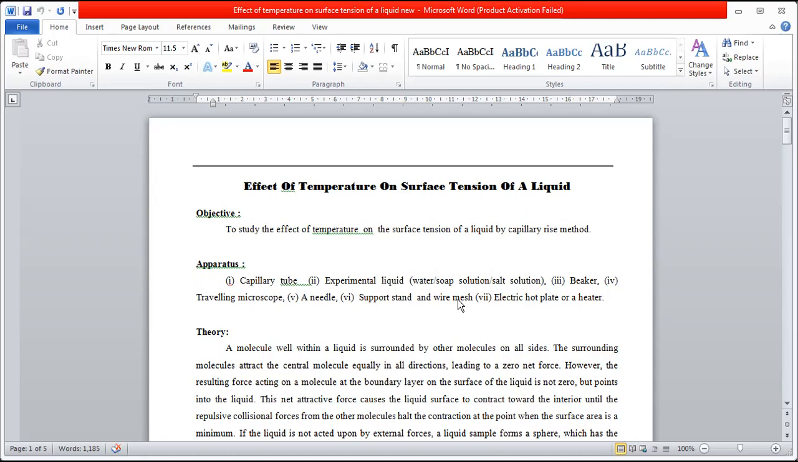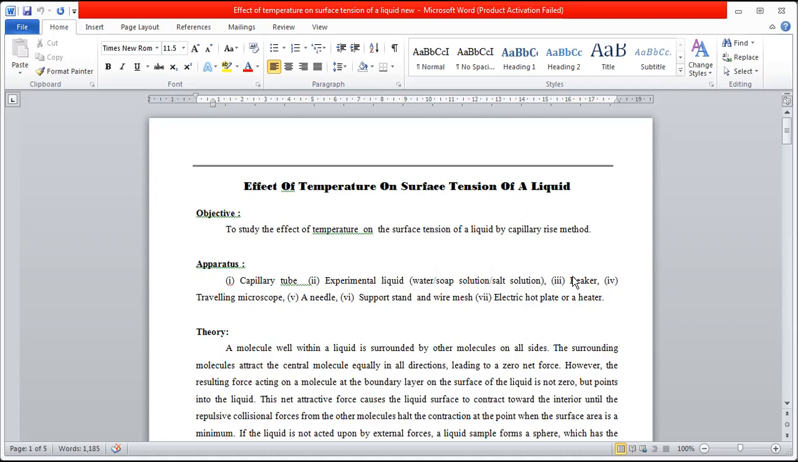The apparatus required: you should have one capillary tube. Only one capillary tube is required. That is very important, as in the normal experiment you need 3 or more capillary tubes. In this experiment, you will need only one capillary tube. And an experimental liquid, it can be water or a soap solution or a salt solution, whatever it is.